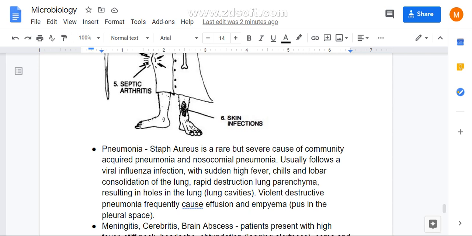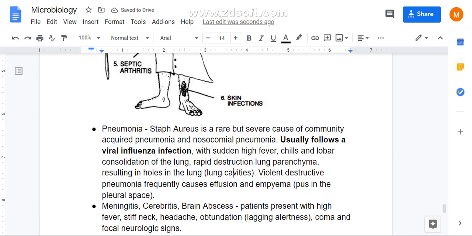The Staph is a rare but severe cause of community-acquired pneumonia and nosocomial pneumonia, also known as hospital-acquired pneumonia. It usually follows a viral influenza infection with sudden high fever, chills, and lobar consolidation of the lung, rapid destruction of lung parenchyma, resulting in lung cavities, and violent destructive pneumonia frequently causes effusion and empyema, which is pus in the pleural space. So I think this part is probably the most important part to know, just the fact that it usually follows a flu infection.